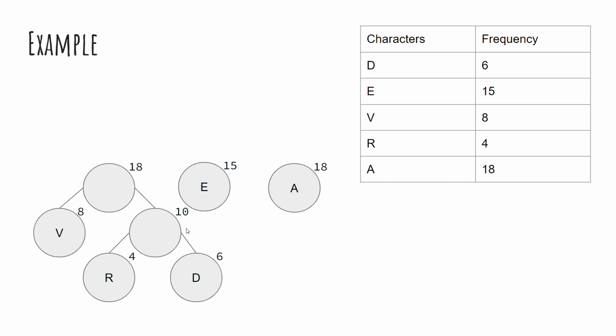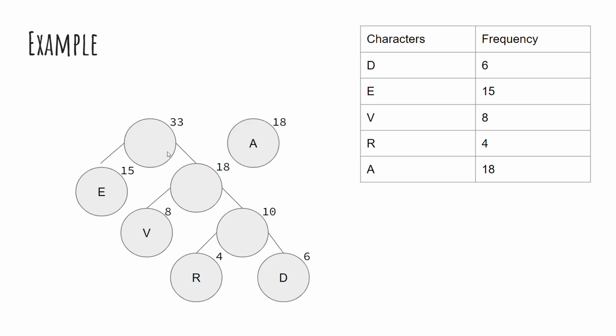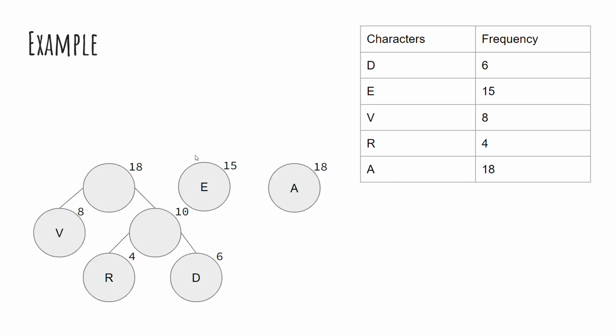And now we'll again sort these nodes. So we'll sort 18, 15 and 18. So we get 33. Oops, there is a missing slide over here, but basically we try to sort these three nodes. So we'll get 15 and then 18 and then the other 18.